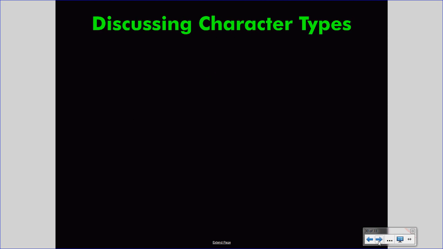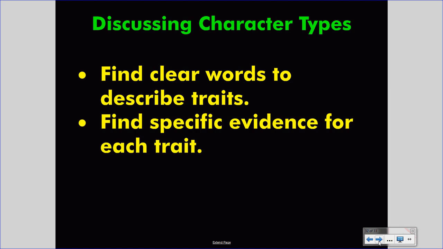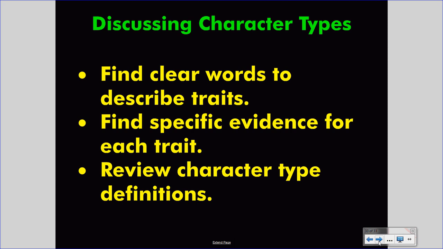When you discuss character types in writing or verbal discussion, you must remember a few key points. Find clear words to describe traits, adjectives or nouns, but they must be clear and specific. Find specific evidence for each trait. Finding quotations or page references for your evidence is key. Do not simply summarize an overall story. Find a specific piece of evidence for each trait. And review character type definitions. Do not forget what is required of a defense of dynamic character or static character. If you follow these recommendations, you can have sophisticated and specific discussions of character in any story.